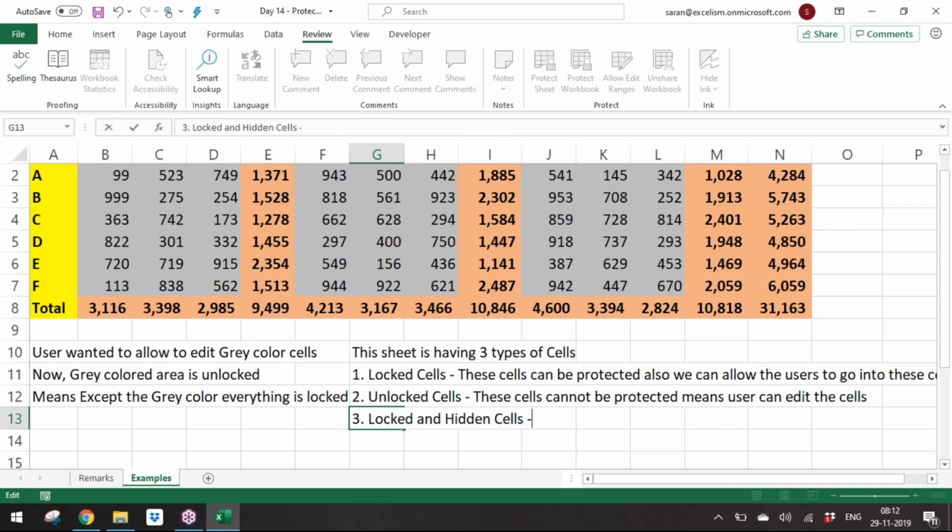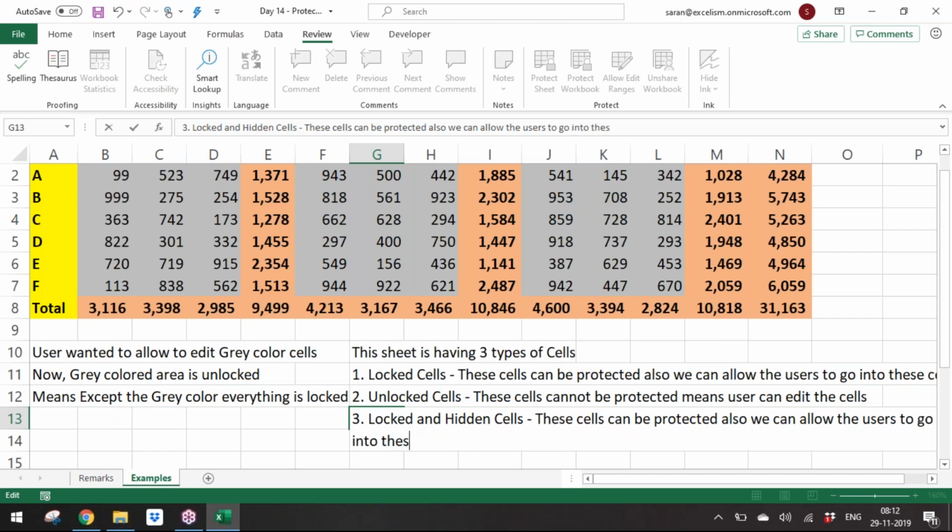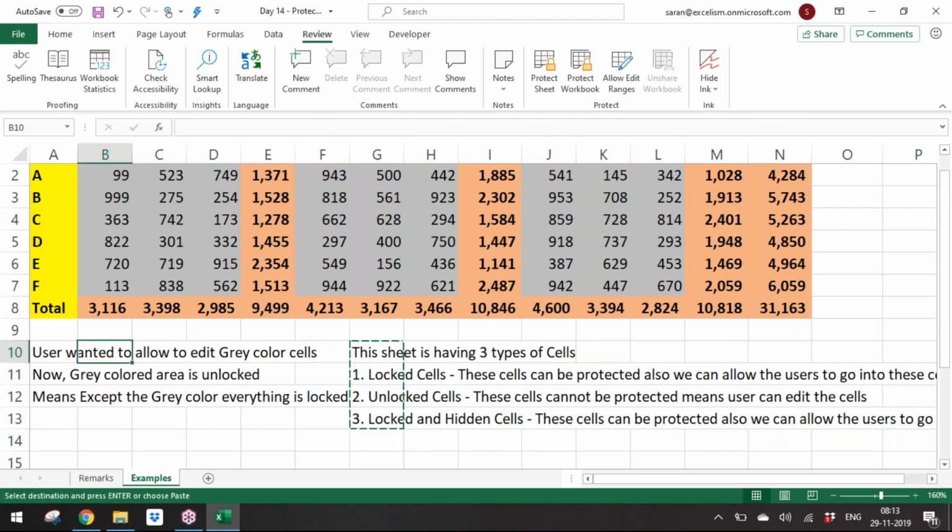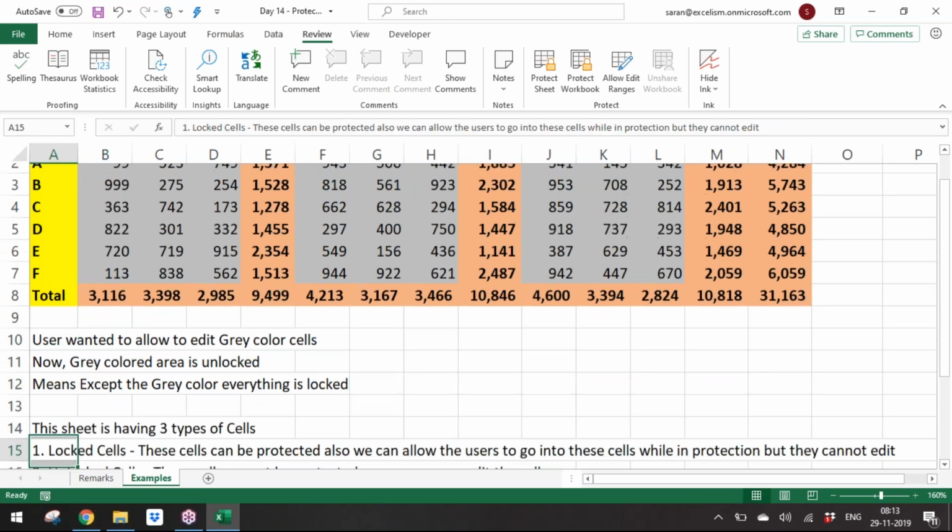What is the meaning of the last one? These cells can be protected. Also, we can allow the user to go into these cells, but by not showing the formula bar content. Why? Because I said hidden cells. So indirectly, the meaning of hidden means hiding the content in the formula bar, as simple as that.